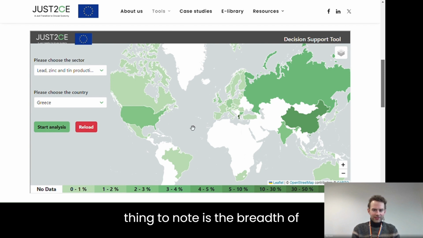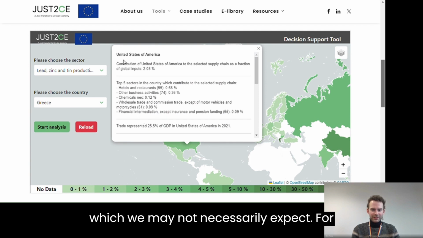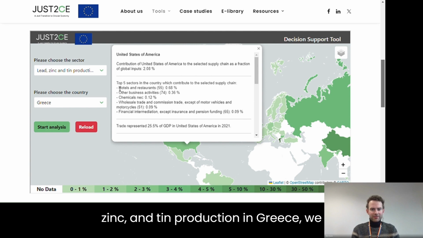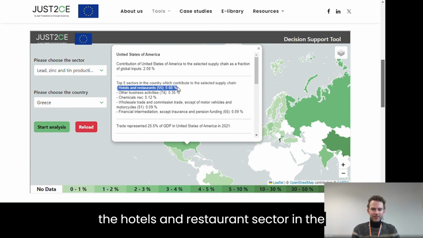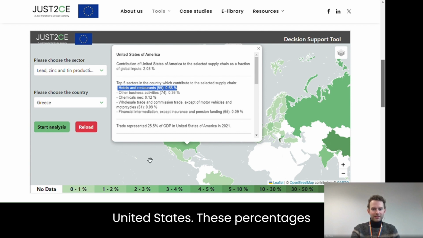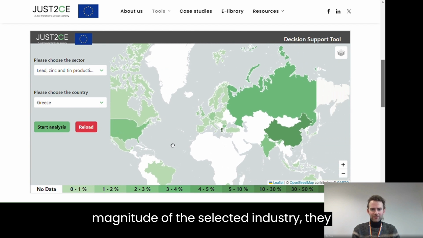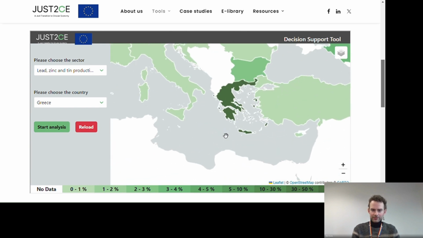One interesting thing to note is the breadth of contributions shown, coming from sectors which we may not necessarily expect. For example, in our exploration of lead, zinc, and tin production in Greece, we see a not insignificant contribution from the hotels and restaurant sector in the United States. These percentages may seem small, but in terms of the magnitude of this selected industry, they represent significant capital flows.